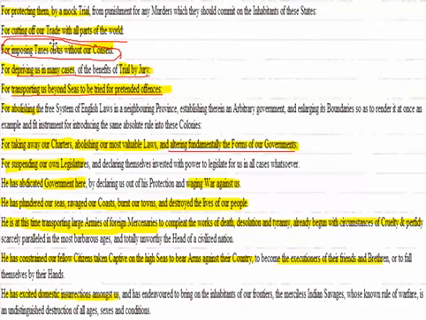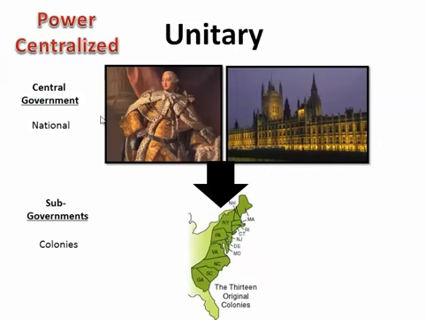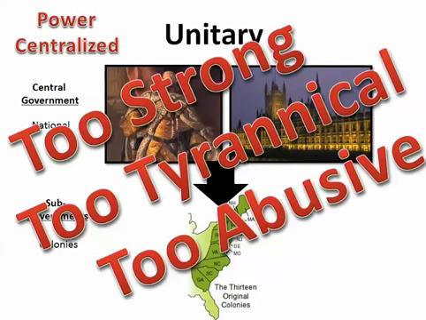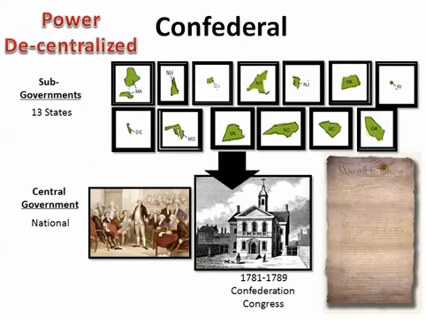So if we were to summarize, how did the American colonists feel about this unitary system with most power centralized here with the king and Parliament? Did they like this? The answer to that is no. They thought it was too strong, too tyrannical, too abusive. So then they changed their system to a confederal one. After they declared independence, they operated under the Second Continental Congress, and then in 1781, the Second Continental Congress creates the Confederated Congress. Under the Articles of Confederation, this document here is the first page of it.